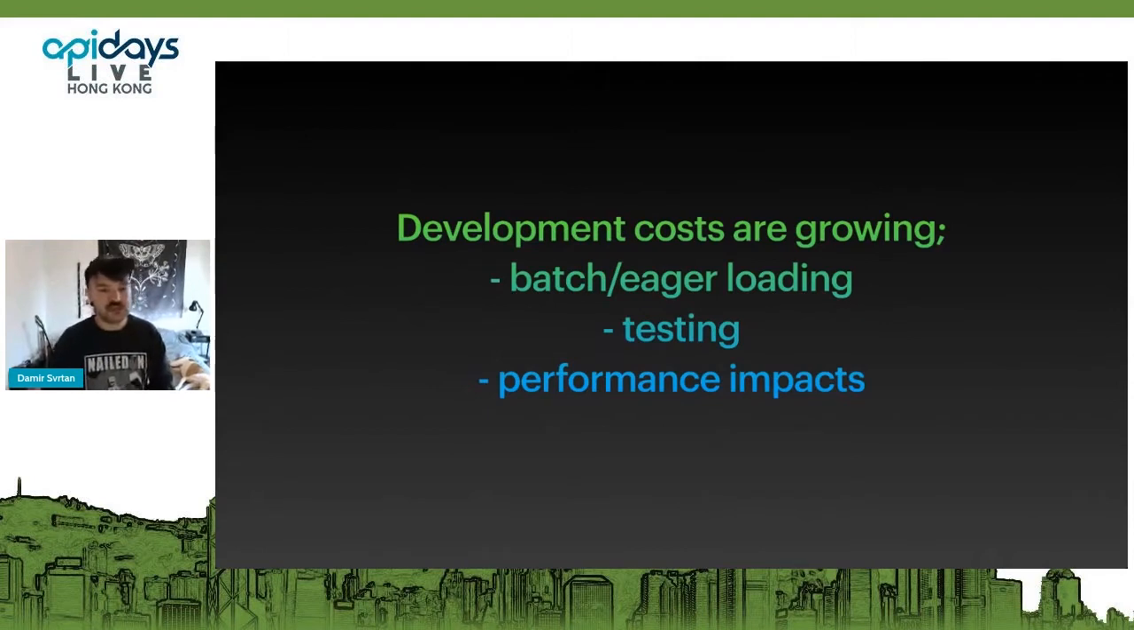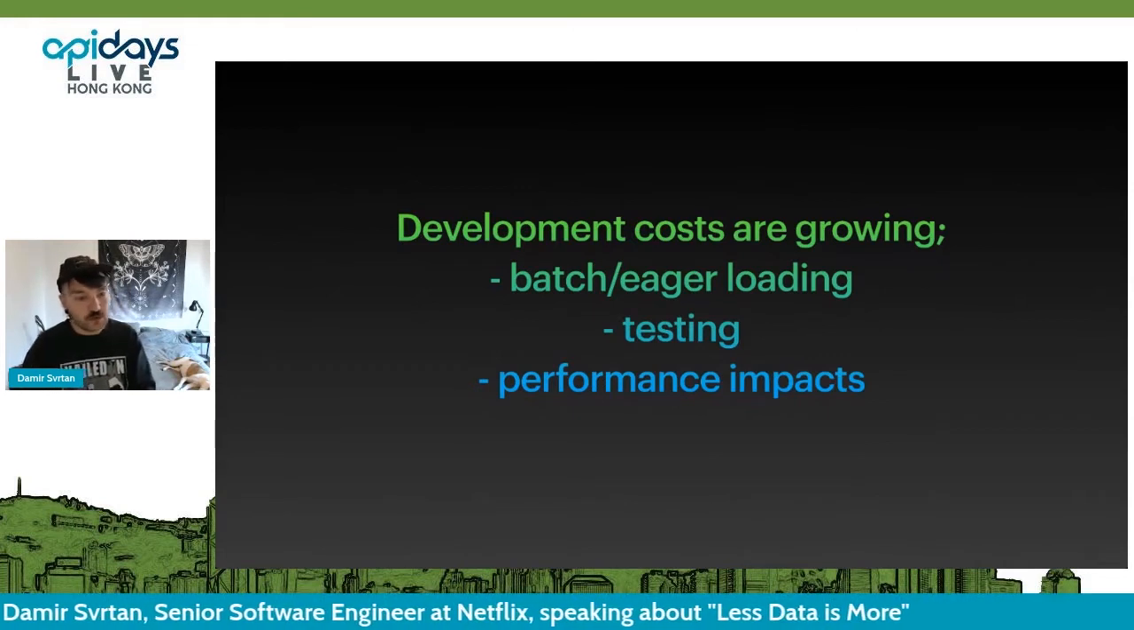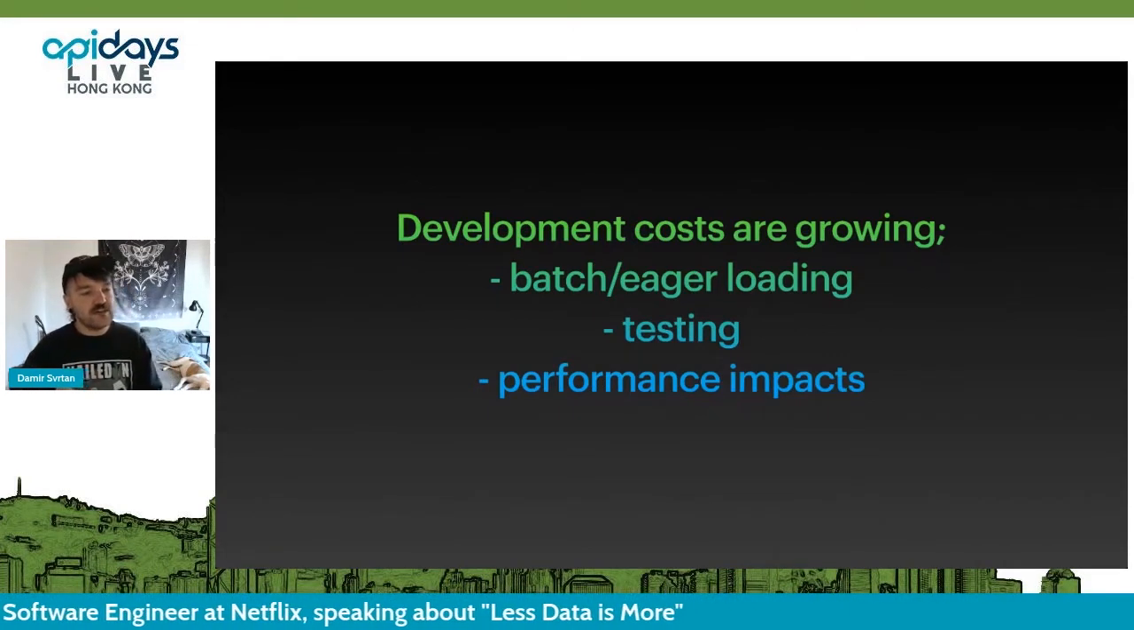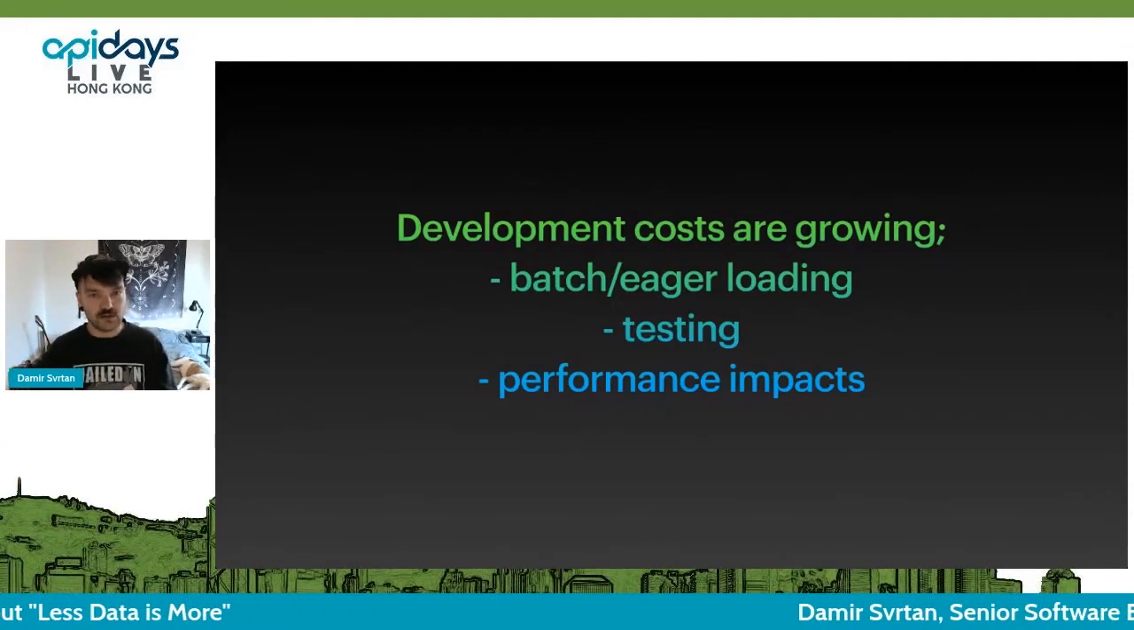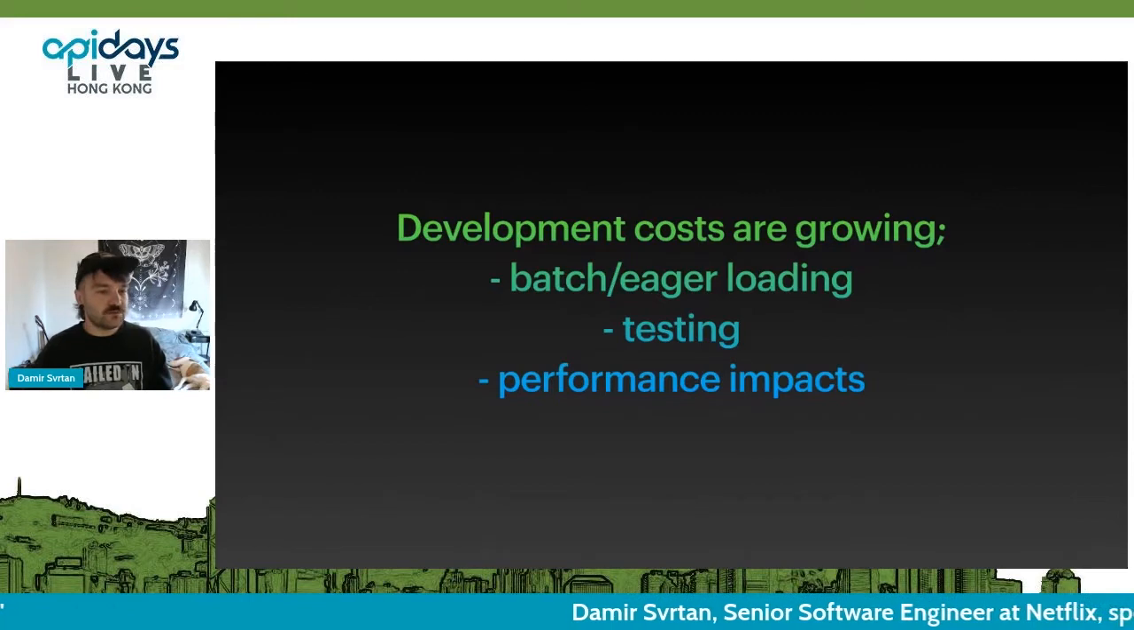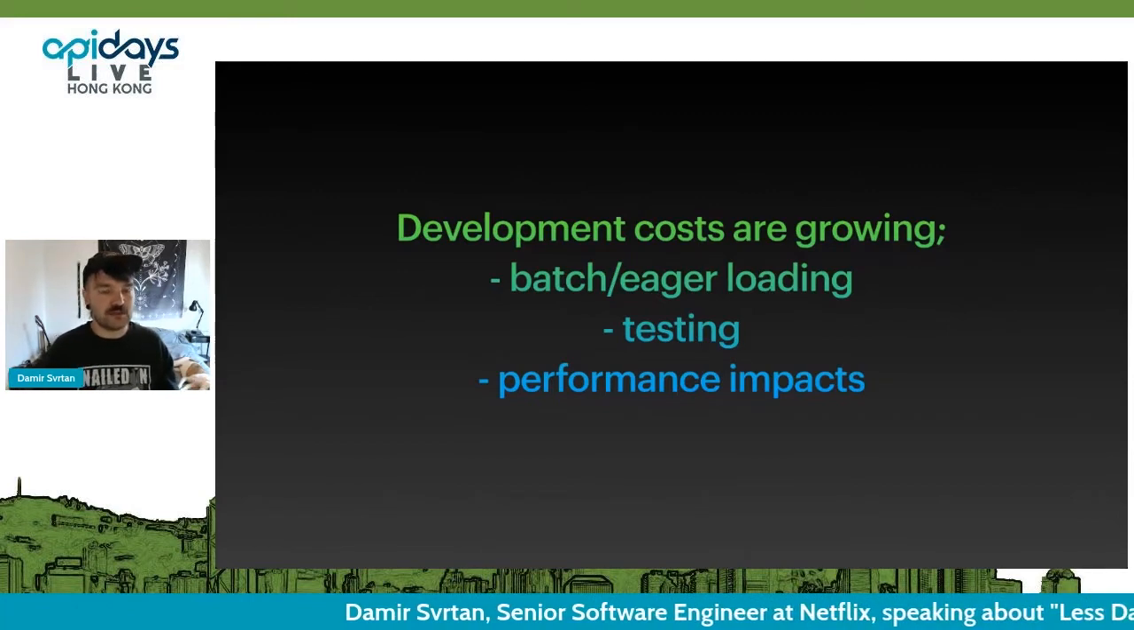Now, what did we get with this? Now our development costs are growing. We need to do batch or eager loading or some kind of lazy loading of additional resources, because probably our reviewers and our posts don't sit in the same document or the same table in the database. We need to test it out to make sure that it's working. And then there's potentially performance impacts. Like, again, if we build our API in a sense that whenever you ask for a post, you also get a reviewer, we're technically paying performance penalties.